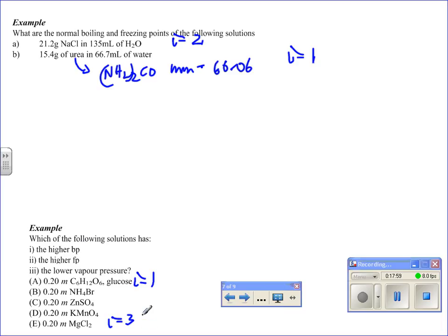boiling point is elevated greater for greater number of particles. The highest freezing point is going to be A because, as you know, freezing point is depressed, so this one will have the smallest amount of depression and therefore will have the highest freezing point. For the lowest vapor pressure, more particles equals lower vapor pressure, so therefore E is also the answer for that one.